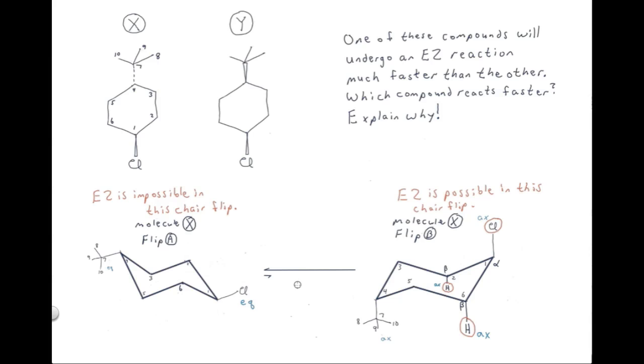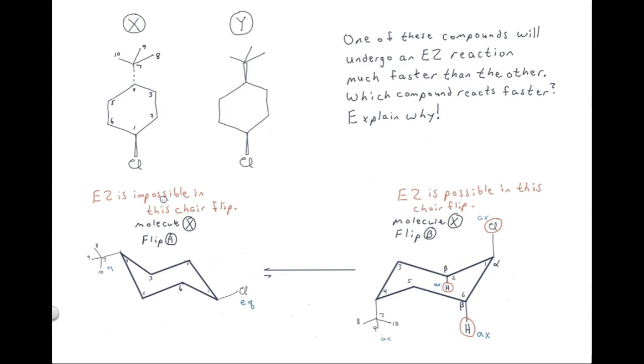And remember, our analysis was that this chair flip was favored and this was disfavored. This was the favored chair flip because it put the large tert-butyl group in the equatorial position. This was a disfavored chair flip because it put the large tert-butyl group in the axial position. I showed that with the equilibrium arrows, showing that the chair flip on the left is far more favored than the chair flip on the right. That's why this leftward arrow is far larger than the rightward arrow.